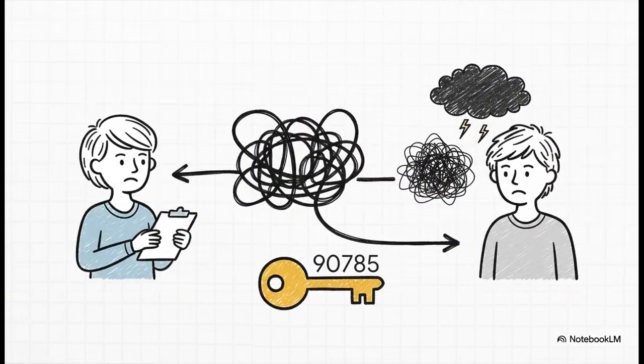Let's be real, not every evaluation is simple. Sometimes things get complicated. The provider might have to deal with communication barriers, like using an interpreter, or managing a highly distressed patient, or navigating conflicting stories from family members. When that happens, there's an add-on code for it, 90785, for interactive complexity. Just keep that one in your back pocket for those extra tough sessions.